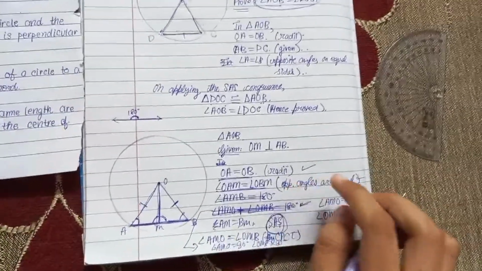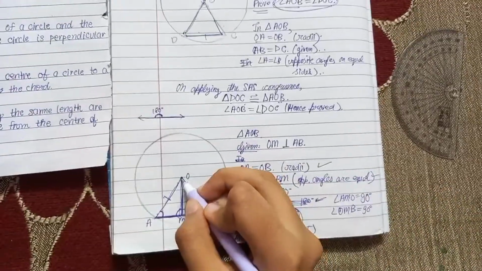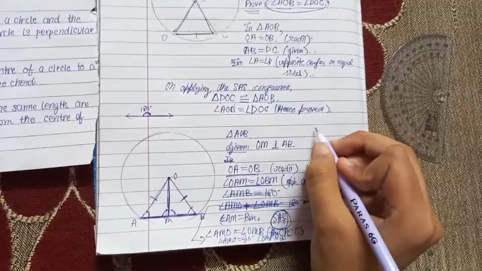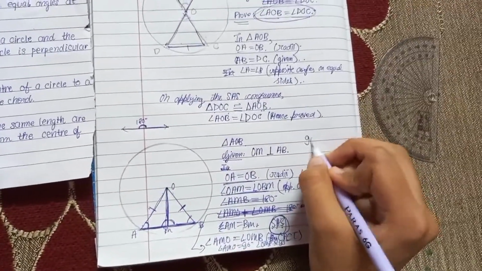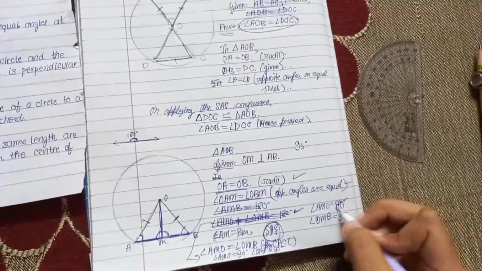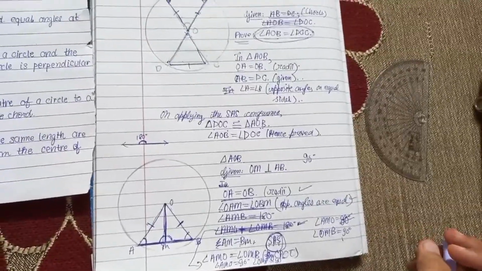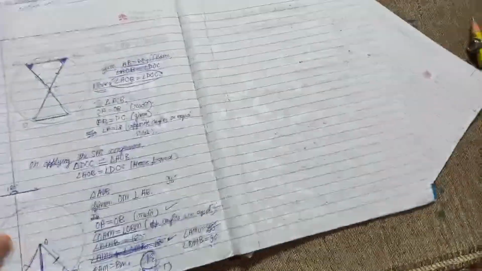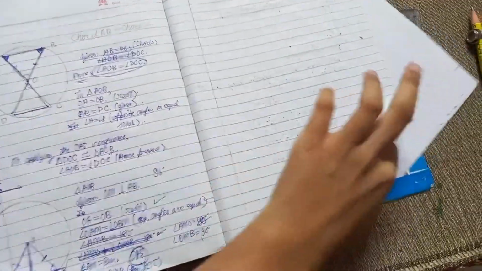Let me just clear the prerequisite knowledge that whenever a perpendicular bisects the chord, it always forms an angle of 90 degrees, which satisfies our condition that both the two angles are 90 degrees. So hence our theorem 4 is also proved. Now we move on to another theorem.